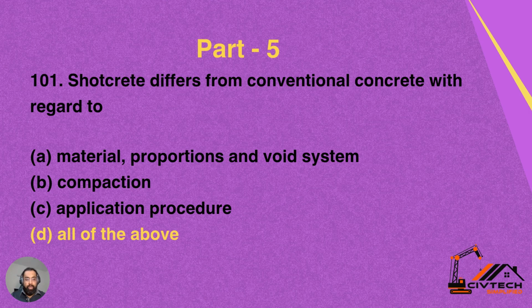It's part 5. So question number 101: shotcrete differs from conventional concrete with regards to. You must be knowing shotcrete. It is a concrete which is sprayed with a nozzle pipe and a pneumatic nozzle at the end. And conventional concrete is either poured or pumped through transit mixers. So shotcrete differs from conventional concrete with regards to: A, material, proportions and void system; B, compaction; C, application procedure; D, all of the above. So shotcrete is different from conventional concrete in all these respects: material, proportion, void system, compaction, as well as application procedure. So all of the above are correct. Option D is the correct answer for this question.